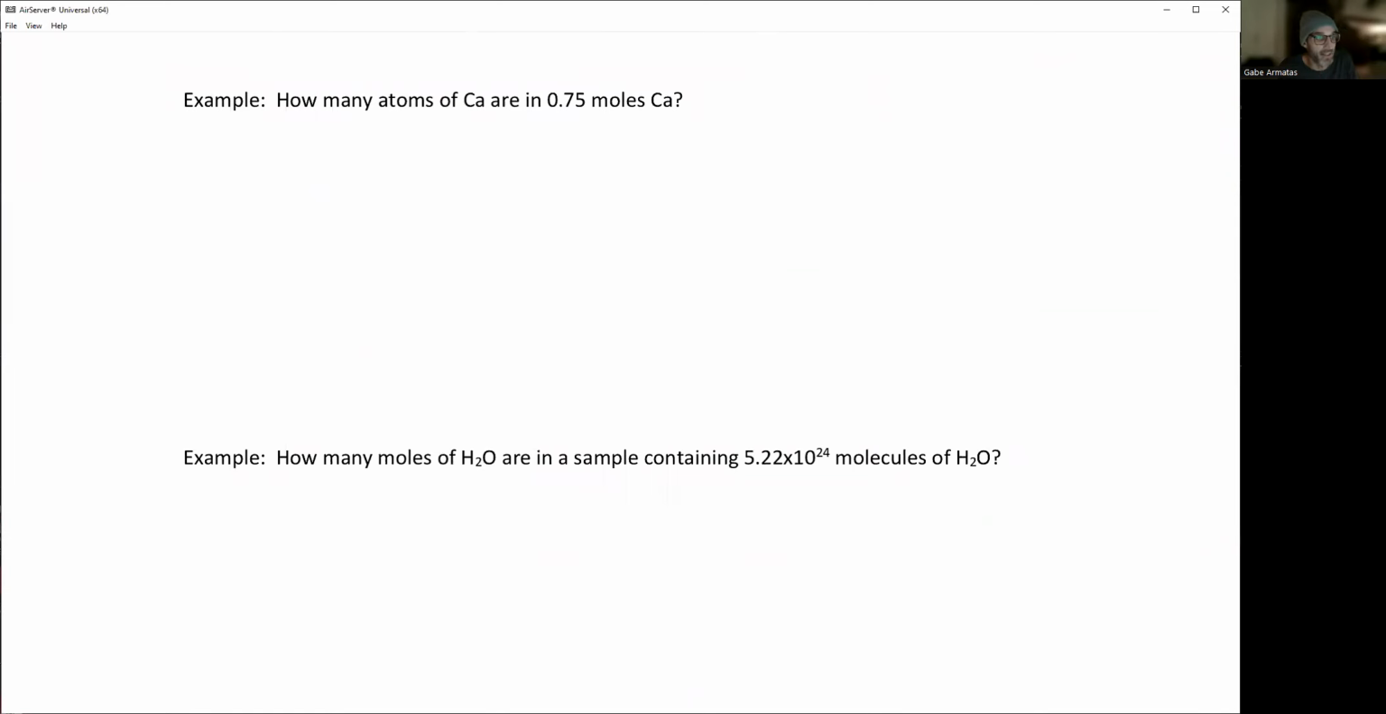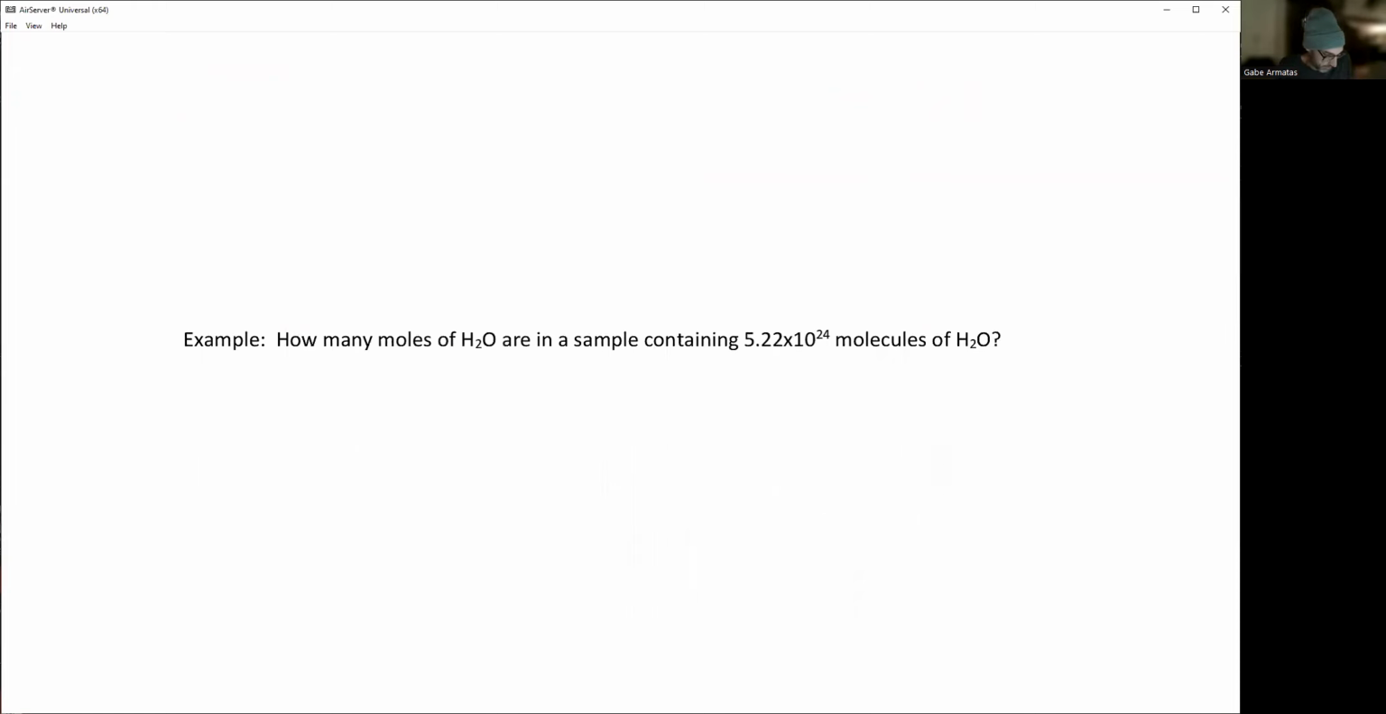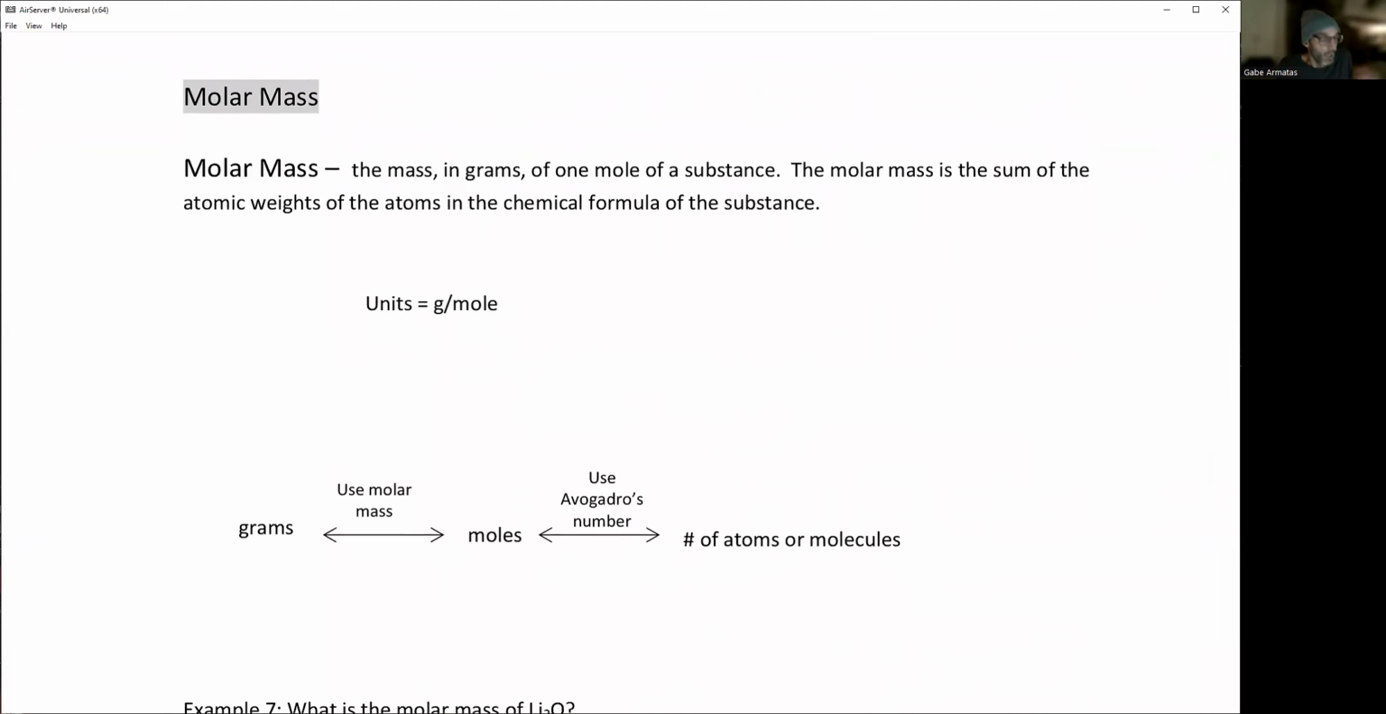So how many atoms of calcium are there in 0.75 moles of calcium? How many moles of water are there in 5.22 times 10 to the 24th molecules of water? So convert the first one to atoms, and then the second one to moles. Okay. So with that said, we talked about molar mass.